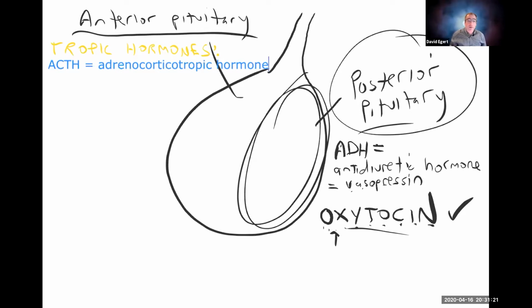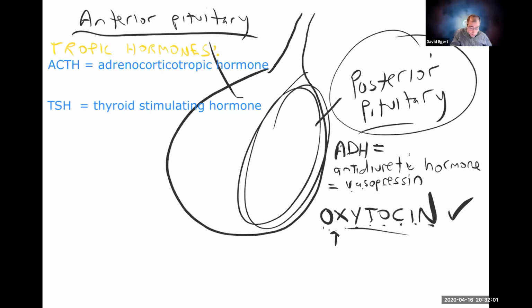Another tropic hormone released by the anterior pituitary, TSH, thyroid stimulating hormone. And it's like, no duh, it controls the thyroid gland. So thyroid stimulating hormone is going to tell the thyroid gland to up production of thyroid hormone. And again, we'll talk more about what the thyroid gland is doing when we get there.